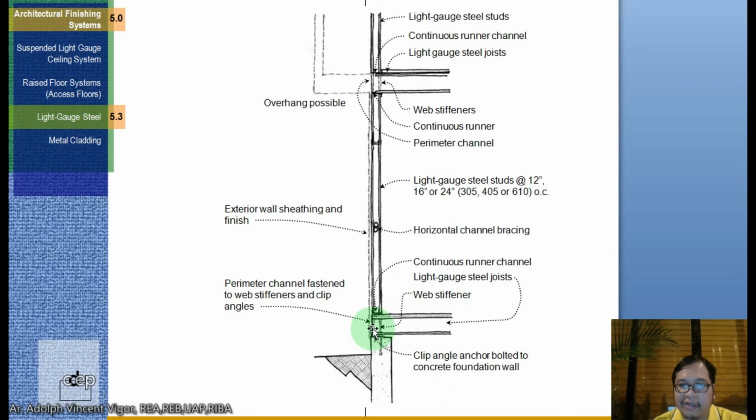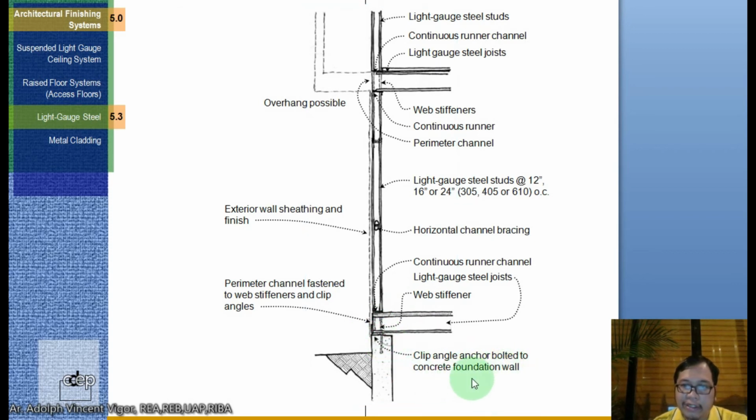This is the web stiffener. This is the clip anchor bolted to the concrete foundation wall. So this is really important because it would keep your studs from moving. The continuous runner, perimeter web stiffeners, light gauge steel studs, continuous runner channel. Okay, so this is how you do a detail, class, for light steel studs or light gauge steel.